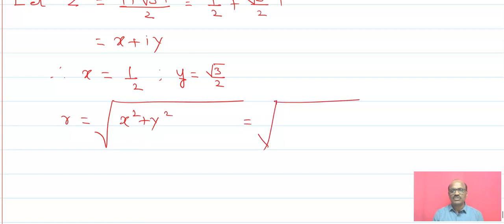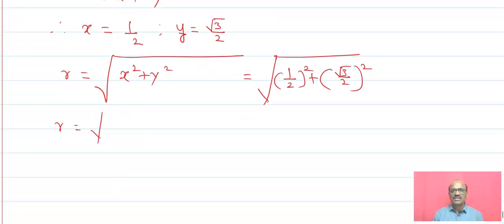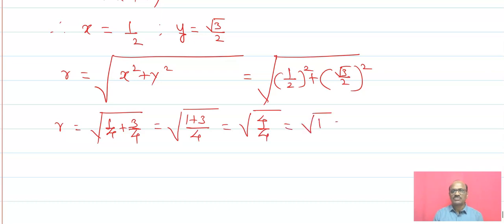Therefore, r is equals to root of x square plus y square. That is 1 upon 2 bracket square plus root 3 upon 2 bracket square. That is equals to 1 by 4 plus 3 by 4, that is equals to 4 upon 4, and that is 1. Therefore, r is equals to 1.